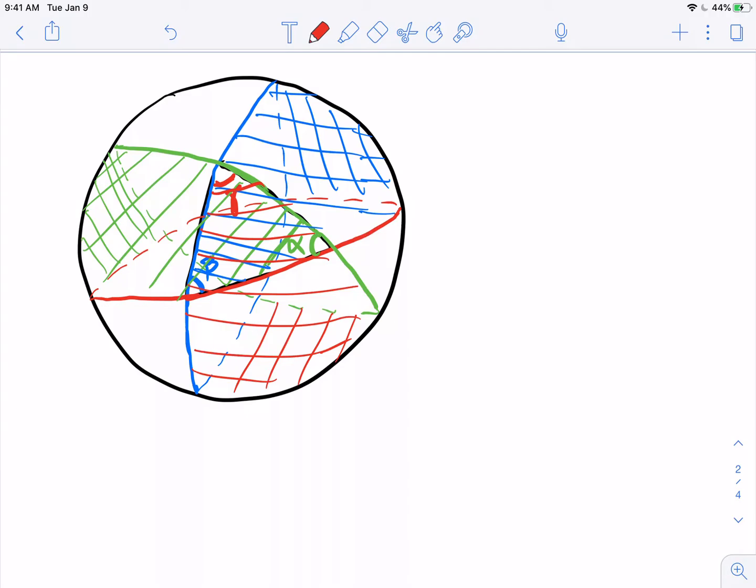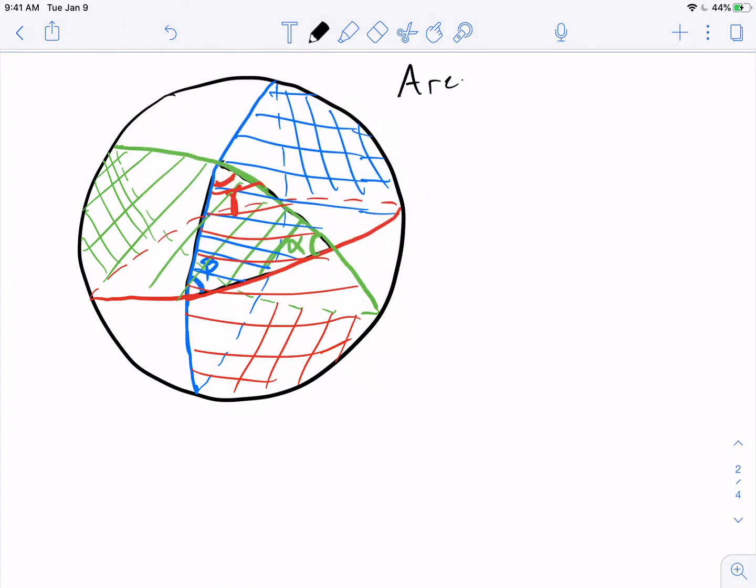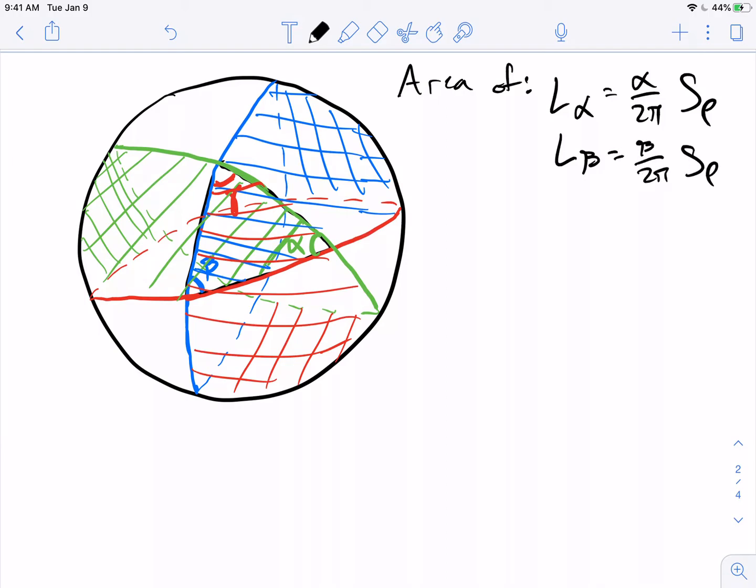So the area of lune alpha is alpha over 2 pi times the surface area of the sphere, S rho. And similarly for lune beta, it's just beta over 2 pi, surface area times S rho. And same with lune gamma.